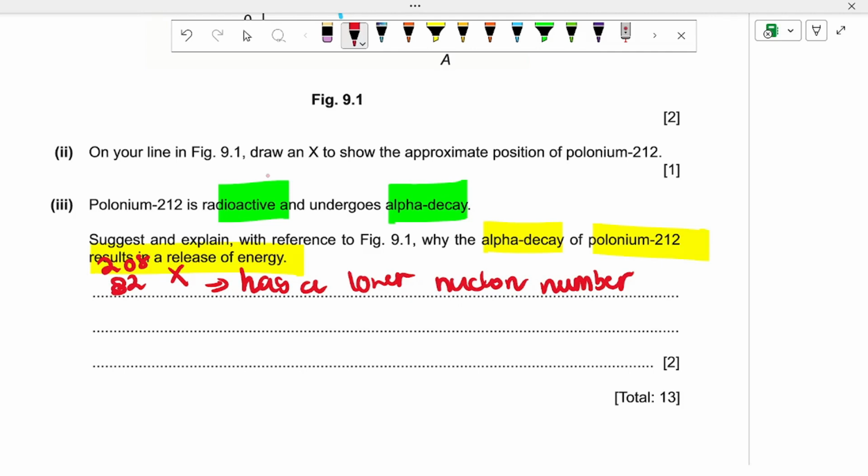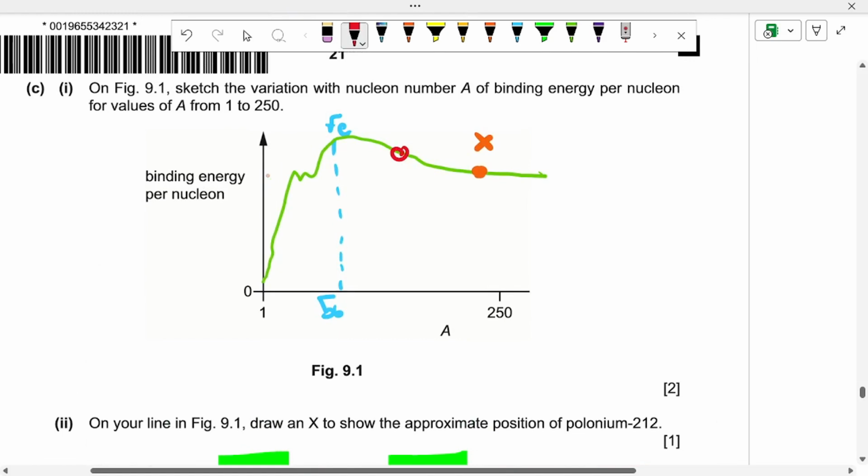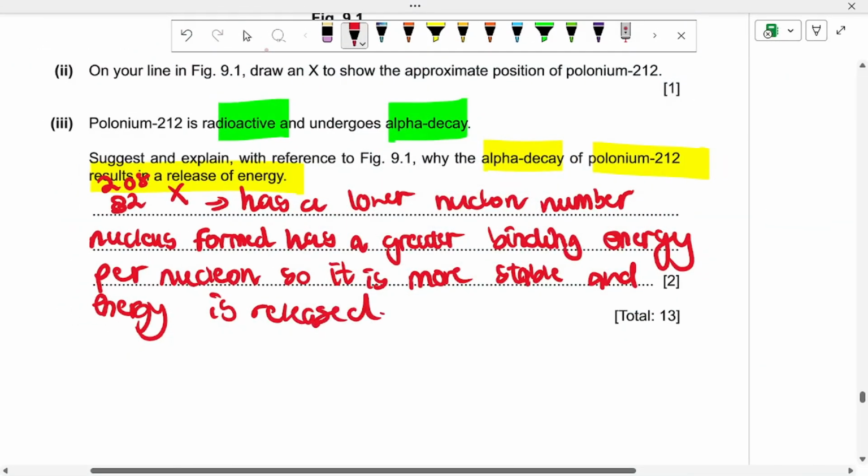What's going to happen? Because the nucleus that has been formed has a lower nucleon number, I had 212 over there and I have 208 over there after alpha decay has occurred. The nucleus formed has a greater binding energy per nucleon because it's going to be up here, right? Okay, and that's important. If you form something with a lower nucleon number, we expect it to be more stable, simply because it has a greater binding energy. So a greater binding energy tells me that it's going to be more stable.